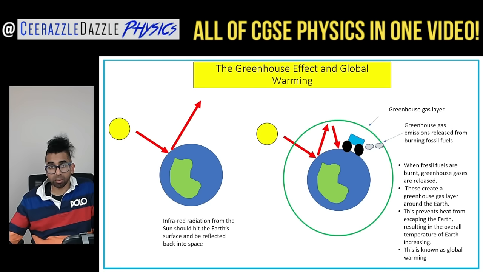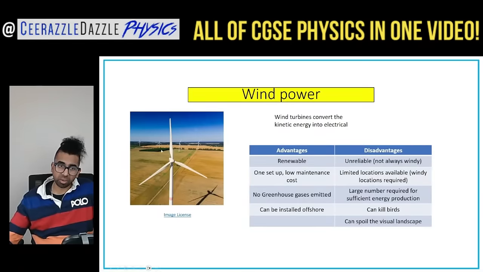Right, so now from here, we're going to move on to the different types of renewable energy. So first of all, wind power, giant turbines, hopefully you've seen them. They convert kinetic energy into electrical. The advantages are, number one, it's renewable. Once you've set it up, it doesn't cost that much to keep running. There's no greenhouse gases emitted and it can be installed offshore.